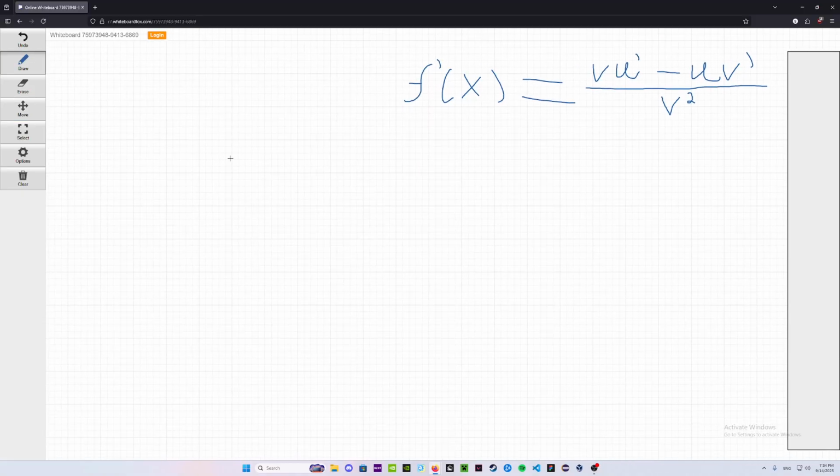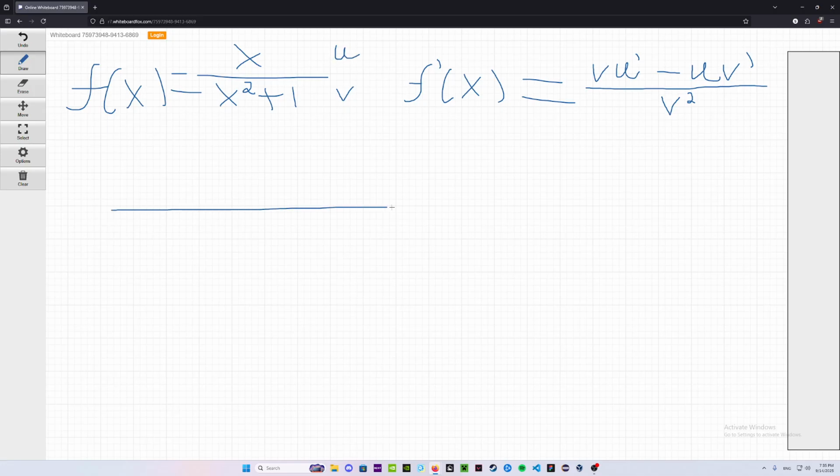Whenever I do a quotient rule problem, I always write it out. So I have a problem of f of x equals x over x squared plus 1. So this is going to be our v, and this is going to be our u. Alright, so let's start out. Giant division. I always do the bottom one first because it's just easy to do. It's x squared plus 1 squared.